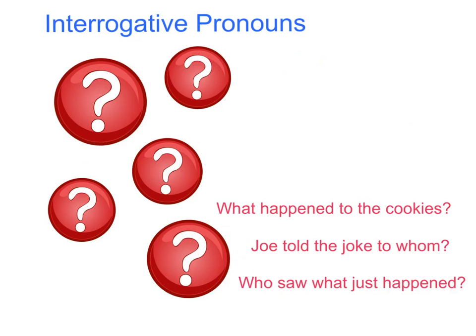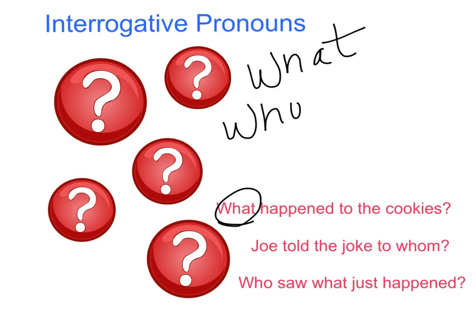Next, we're going to talk about interrogative pronouns, those question pronouns that we have. Yes, I'm talking about 5. Count them. 1, 2, 3, 4, 5. No, not 6. That's 6. We're only going 5 on this one. 5 interrogative pronouns that we're going to look at. The first one is what, as you can see down here in the example: what happened to the cookies?